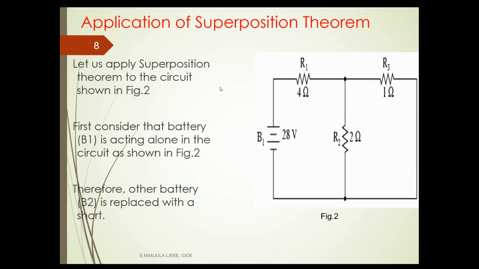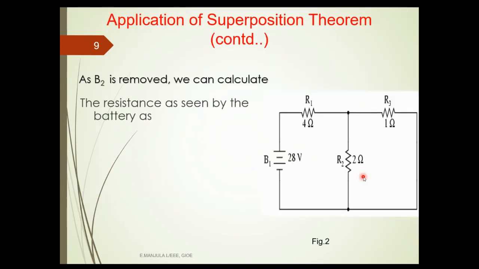Now we have to calculate the total resistance. It will be very easy to calculate once it is shorted. We can analyze it: R2 and R3 resistors are parallel to each other, so we can calculate the resistance at this area. After calculating the resistance here, it will be in series with R1, so the total resistance can easily be found out.